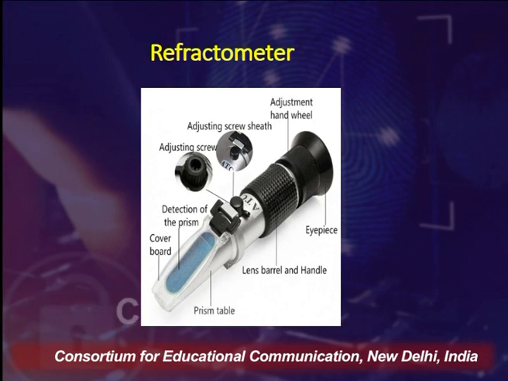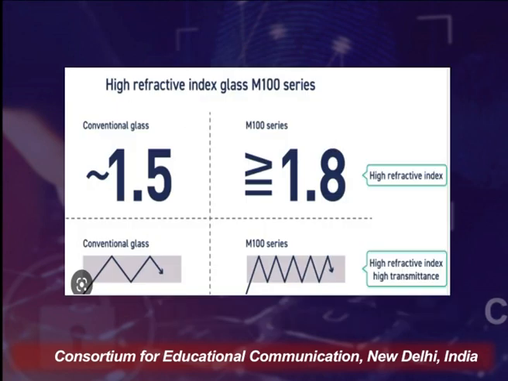If a glass is from a different source, then it will have a different refractive index. A conventional glass will have a refractive index of around 1.5, whereas a high refractive index glass, such as M100 series glass, will have a refractive index of less than or equal to 1.8, which is a high refractive index. So depending upon which area or which origin the glass originated from, we can identify it using the refractive index of that glass.